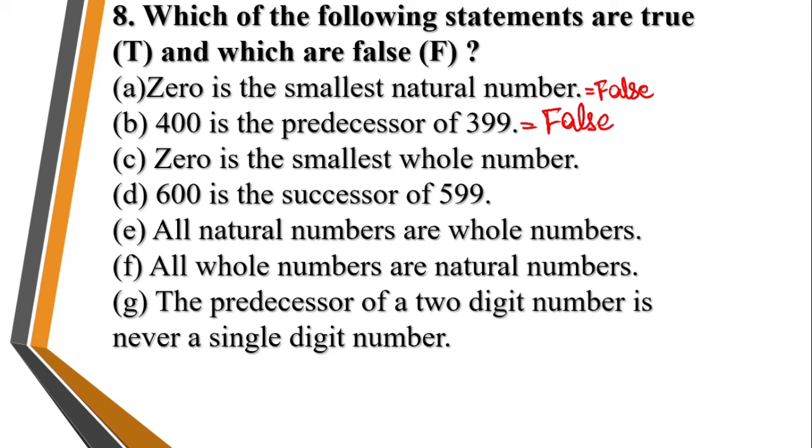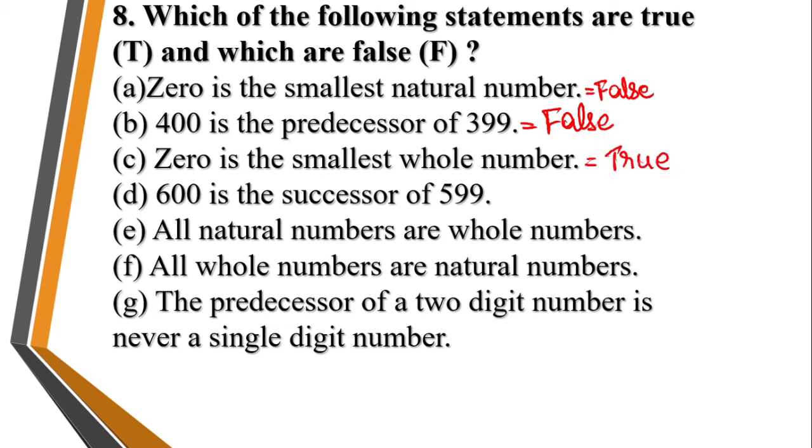Now the next statement which we have is: 0 is the smallest whole number. As I said, whole numbers start from 0, right? So we can say 0 is the smallest whole number. So this statement is true.